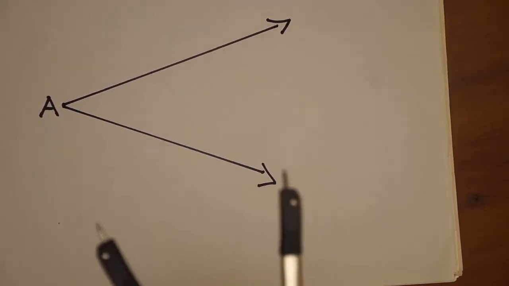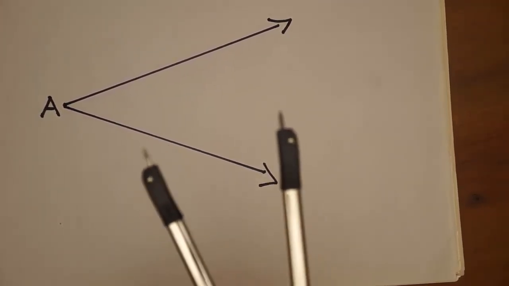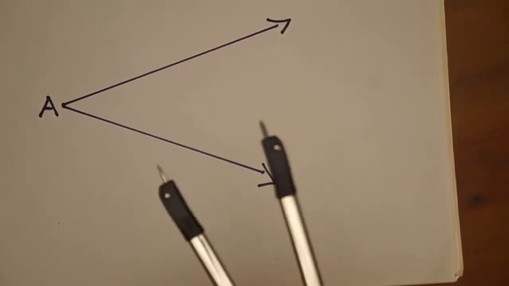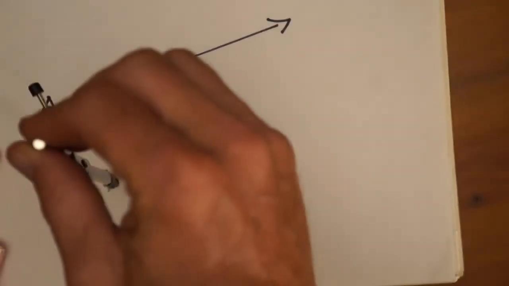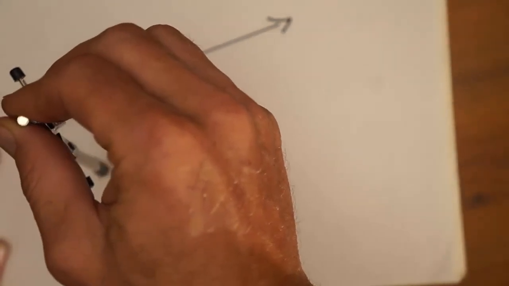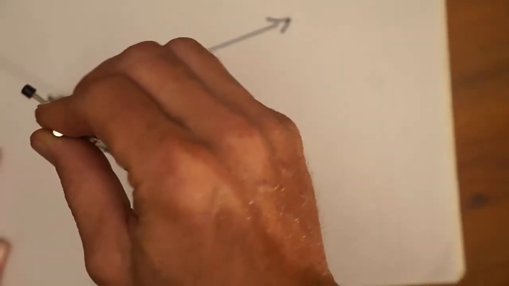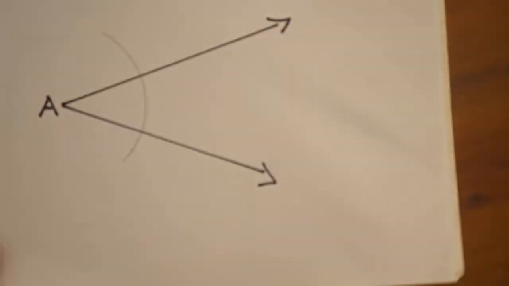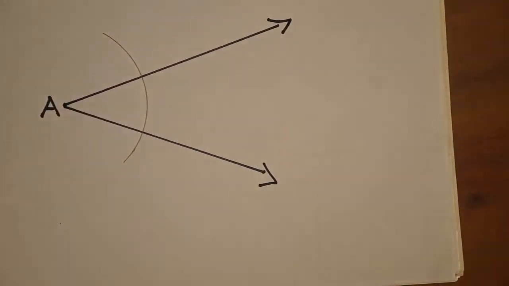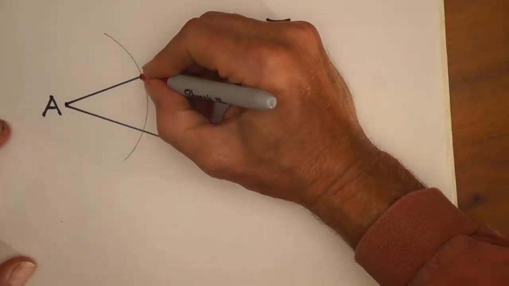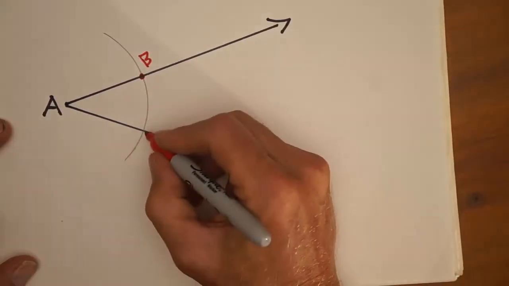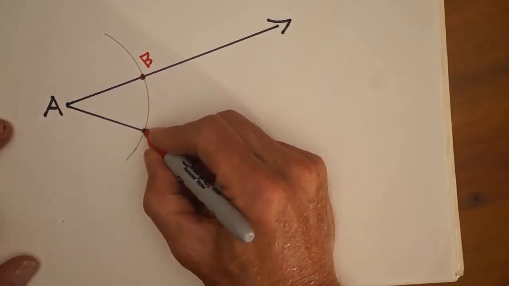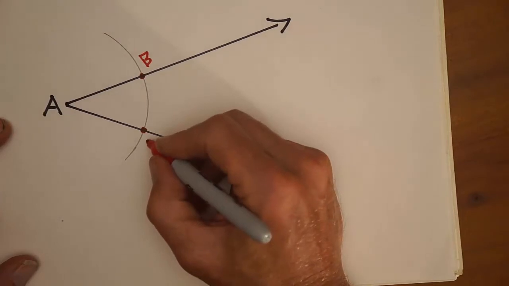I'm going to close this compass gap a little bit. Let's say right about there. And we're going to take the compass point and put it on the vertex. We're going to create an arc that goes through both rays. And we'll label the intersection, let's go with red this time, we'll label the intersection of the arc in one of the rays, we'll call that point B, and the intersection of the arc that we drew in the other ray, we'll call that point C.